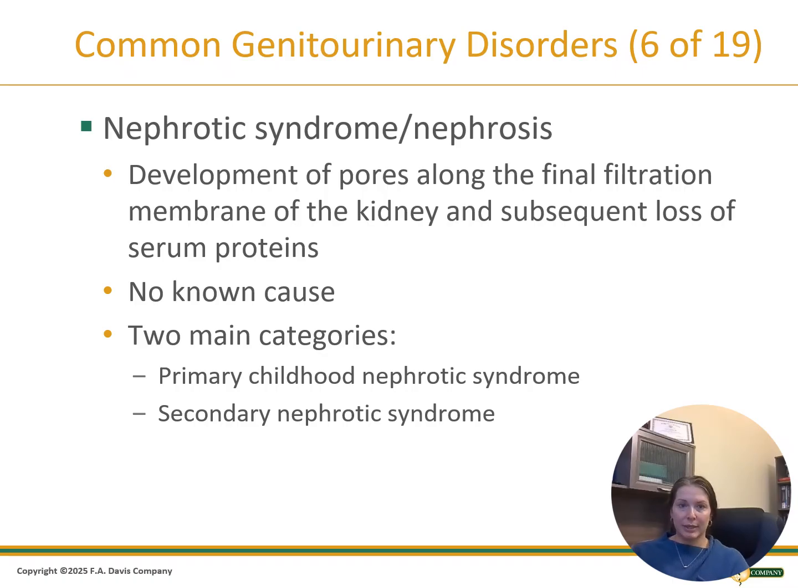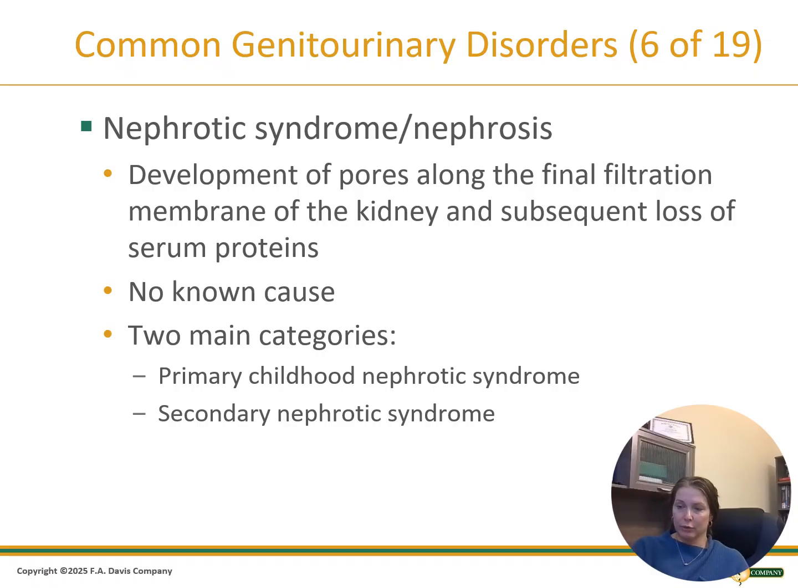Okay, next is going to be nephrotic syndrome. So I think you are going to see a question in the near future about this one. Nephrotic syndrome: the development of pores along the final filtration membrane of the kidneys and subsequent loss of serum proteins. So we're going to have this abnormal protein loss, especially albumin. That's going to be leading to the proteinuria, hypoalbuminemia, edema, and then the hyperlipidemia.